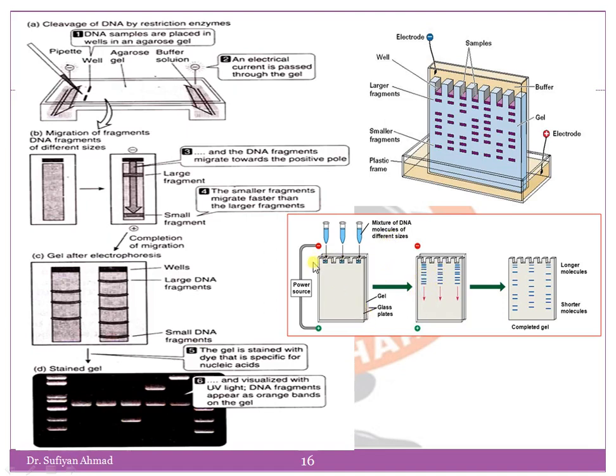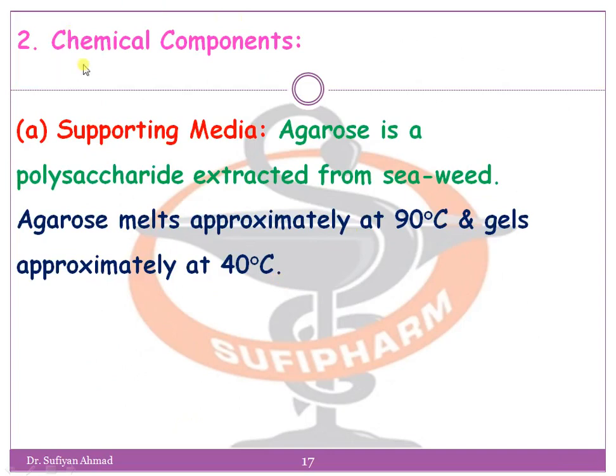And third is the transilluminator. This is a UV light box which is used to visualize ethidium bromide stained DNA in the gel. Second, the chemical components. This includes all the chemical components which are involved in the electrophoresis of the biomolecule.